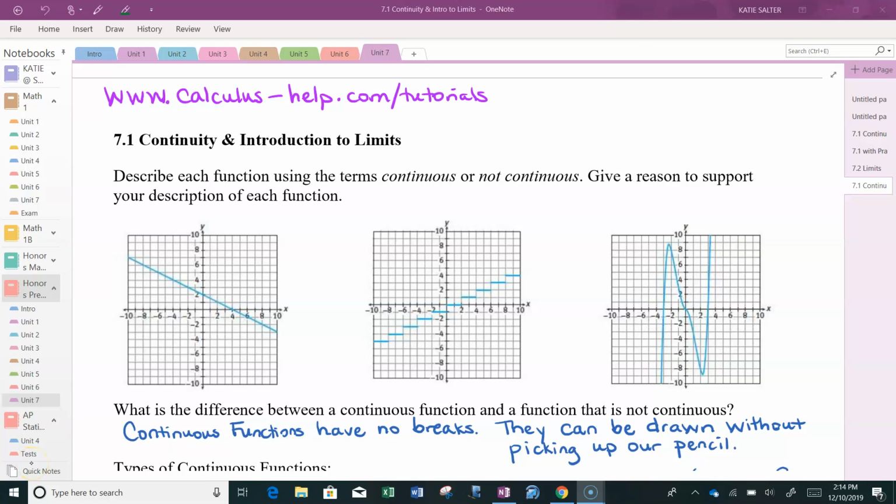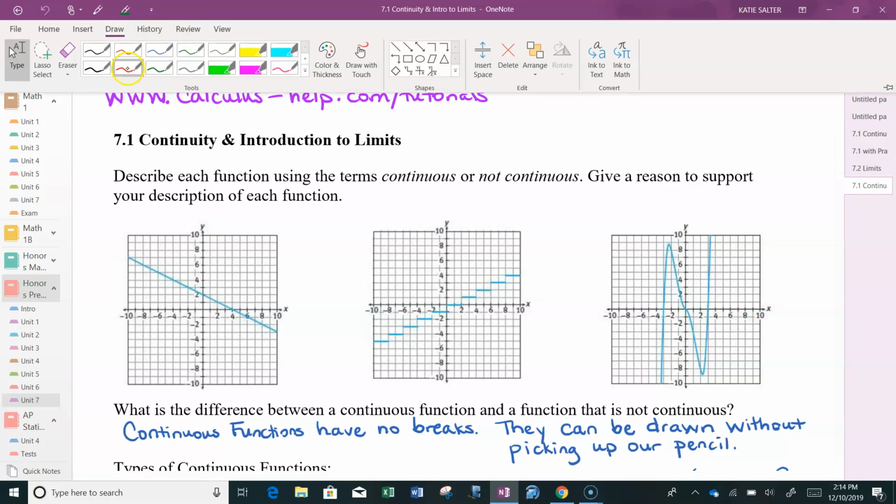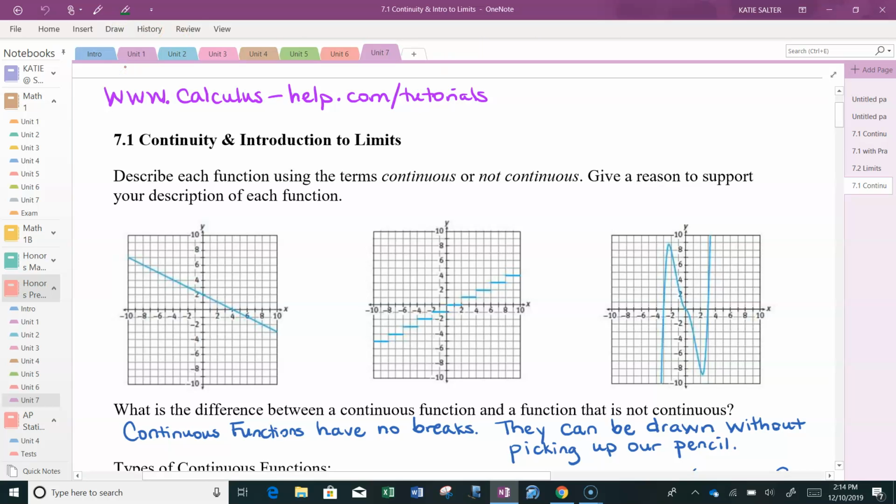All right, today we are going to start our last unit on continuity and limits. To start out with the introduction of limits, we need to go back over what it means for a function to be continuous or not continuous. An easy way to think about whether a function is continuous is if you can draw the function from beginning to end without ever picking up your pencil. So looking at this first graph, would you think that this function is continuous or not continuous?